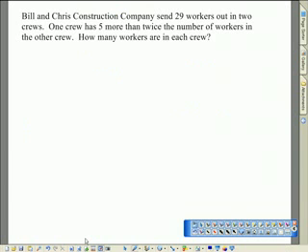All right. Bill and Chris Construction Company send 29 workers out in 2 crews. One crew has 5 more than twice the number of workers in the other crew. How many are in each crew? So, what are these equations going to look like? This is a system. There are 2 crews. They send 29 workers out in 2 crews. So our total is 29.